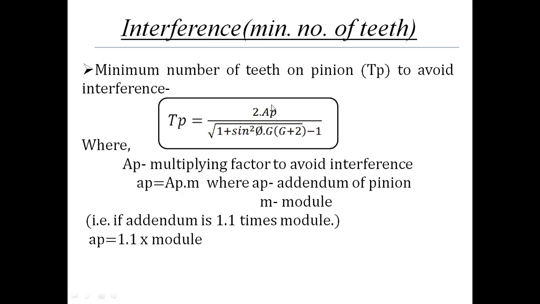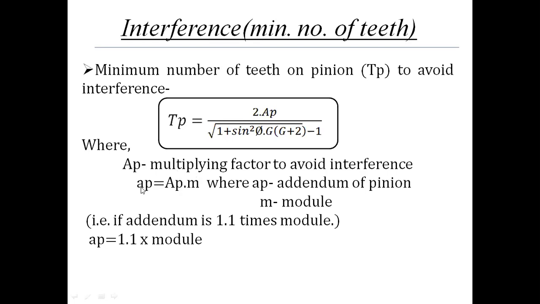Okay, now the new term A_P is introduced in this formula. This is not the addendum of pinion. Clearly understand that capital A_P is not the addendum of pinion. Then what is this? It is the multiplying factor to avoid the interference. Capital A_P is the multiplying factor which you have to multiply in this formula to avoid the interference.